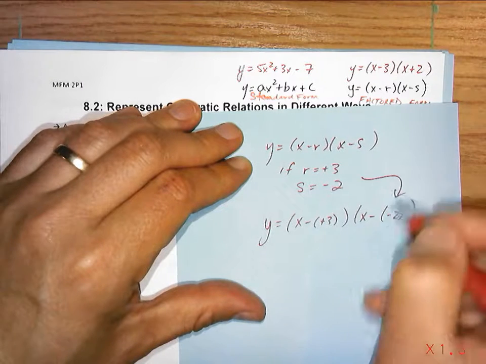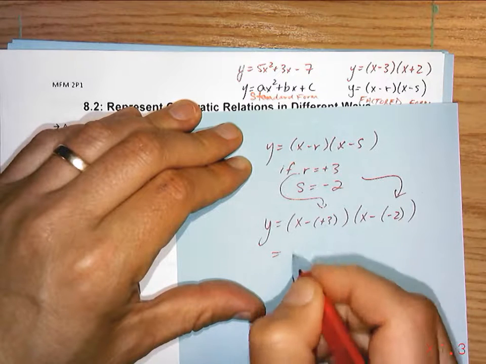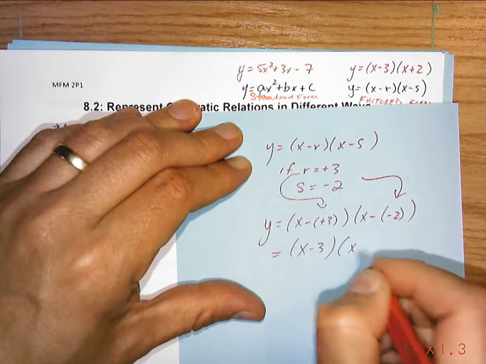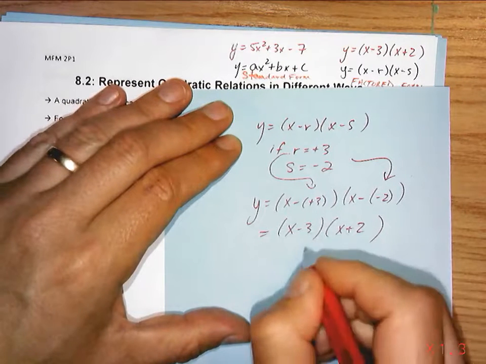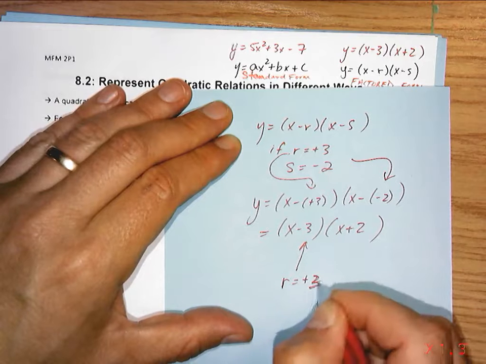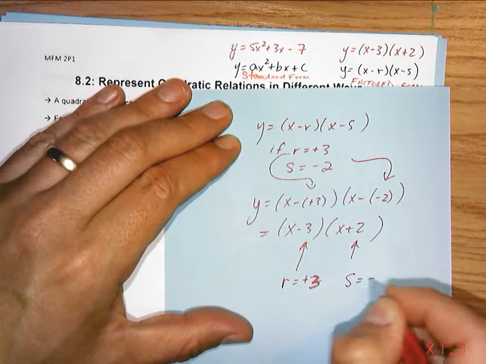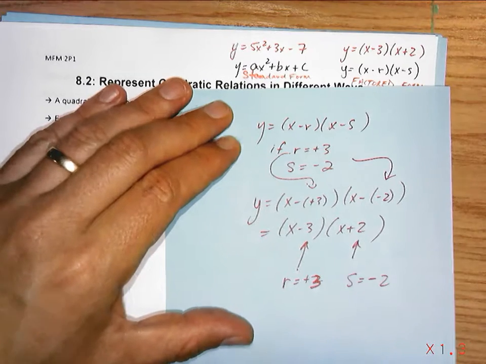So the s went in, the r went in. Negative times positive is a negative. Negative times negative is a positive. So what happens is when you're looking at this, the r is actually equal to positive 3, and the s is actually equal to negative 2, and that's how that became a positive. So we're going to have to keep that in mind as we're going through this.